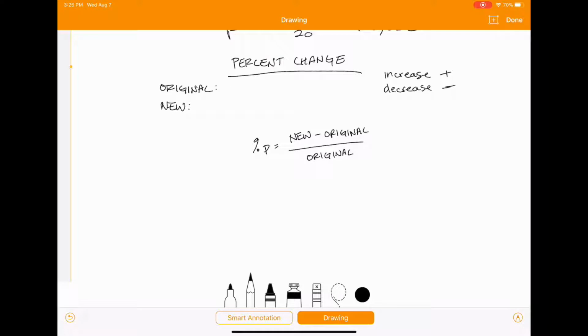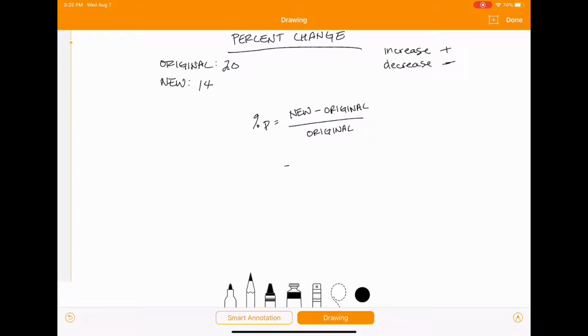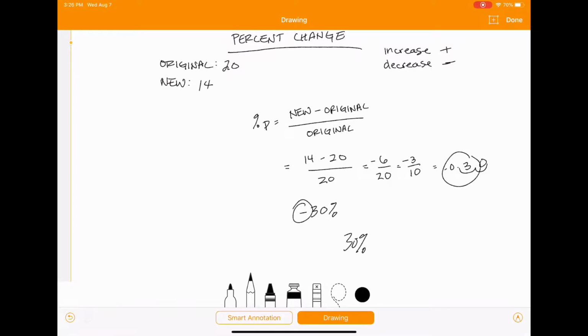So if we have an original value of 20 and our new value is 14, we're just going to go ahead and plug it into this equation. So 14 minus 20 all over 20. So it's going to be equal to negative 6 over 20, which is equal to negative 3 over 10, which is equal to negative 0.3. So this is our decimal version of our percent change. So we've got to times that by 100. So we move our decimal place 2 places over. So we're going to have a negative 30%. Now it came out negative, so we're going to have a 30% decrease.